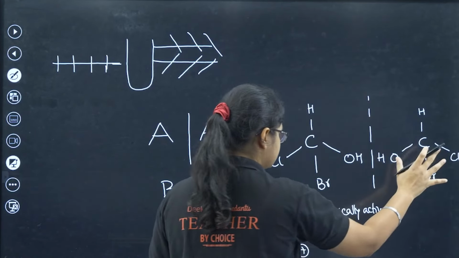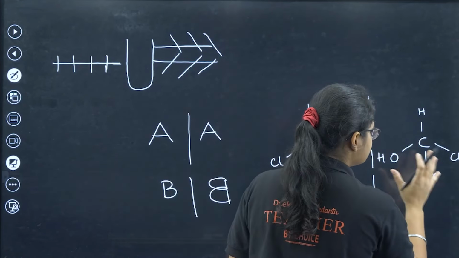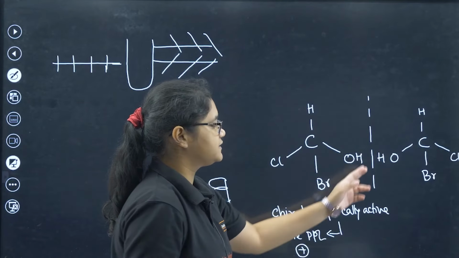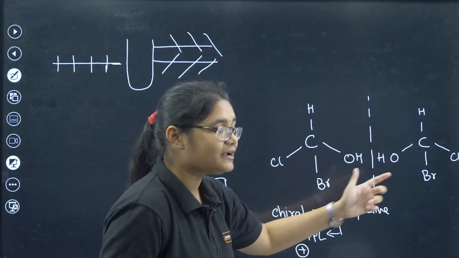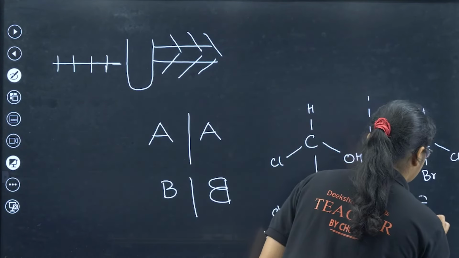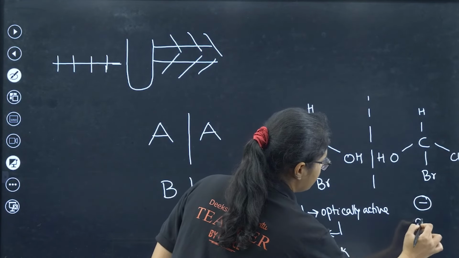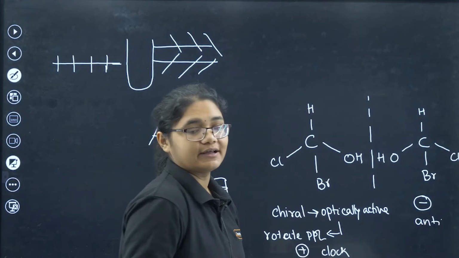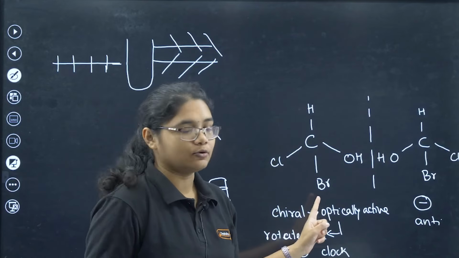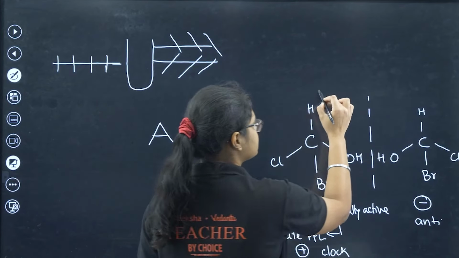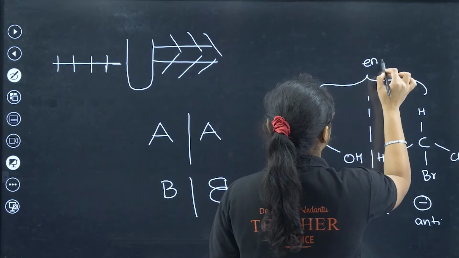Okay, so now this compound is also optically active because it also has 4 different groups. It will rotate the plane polarized light in anti-clockwise direction. This one is in clockwise direction, this one will be in anti-clockwise direction. So now these two compounds together are called as what? Enantiomers.